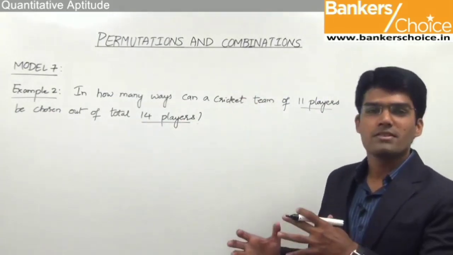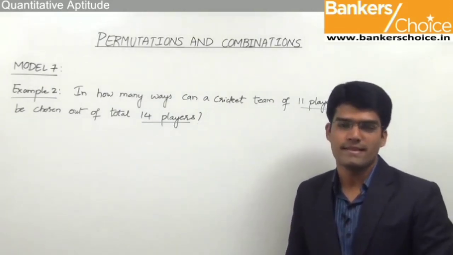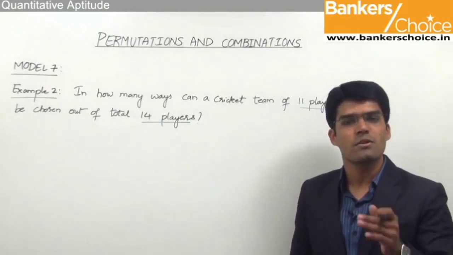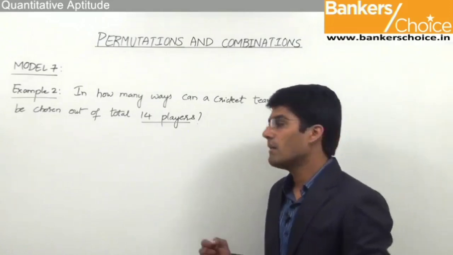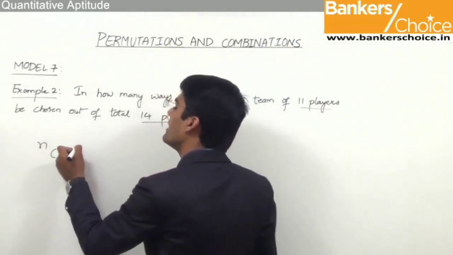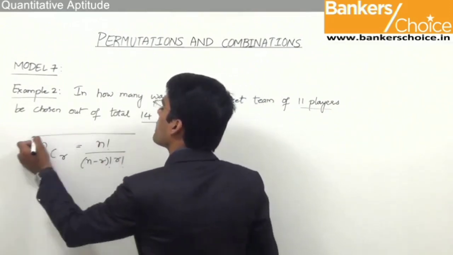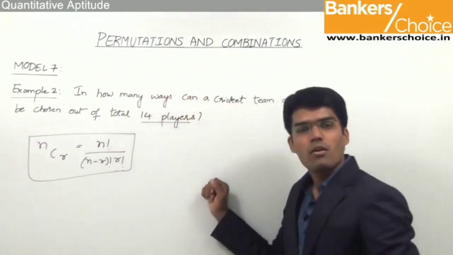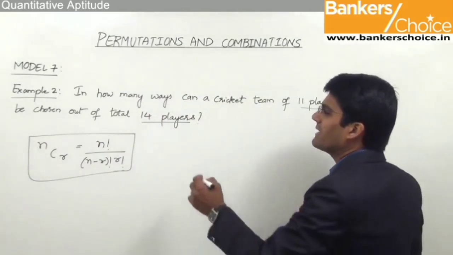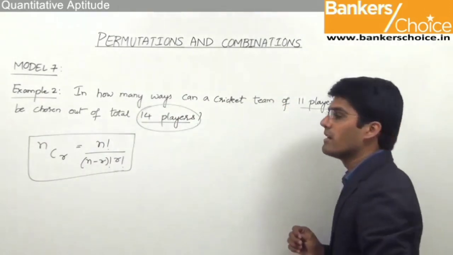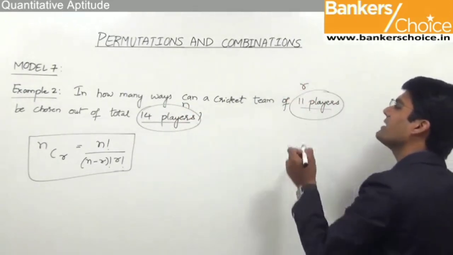Now we know that because this is only a selection, where we are forming a team or a committee, it should be taken as a combination. And the number of combinations of n persons or n objects taken r at a time is given as nCr, which is equal to n factorial by n minus r factorial into r factorial. So this is what is to be used for solving questions from combinations, that is forming a committee or forming a team. Now from the given question we can see that the total number of players that we have is 14. So n is nothing but 14, and we are trying to form a cricket team of 11 players. So r is equal to 11.